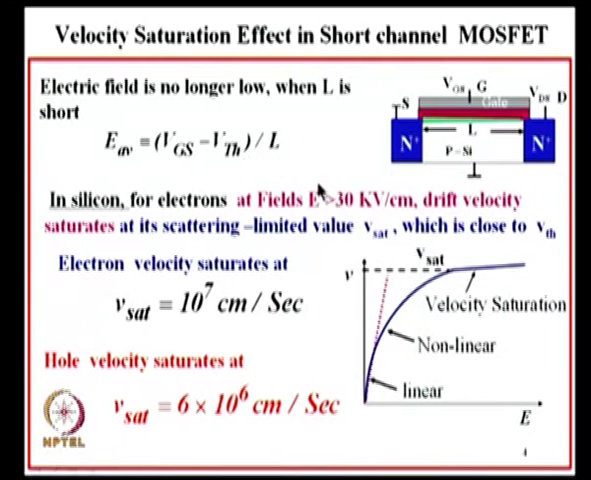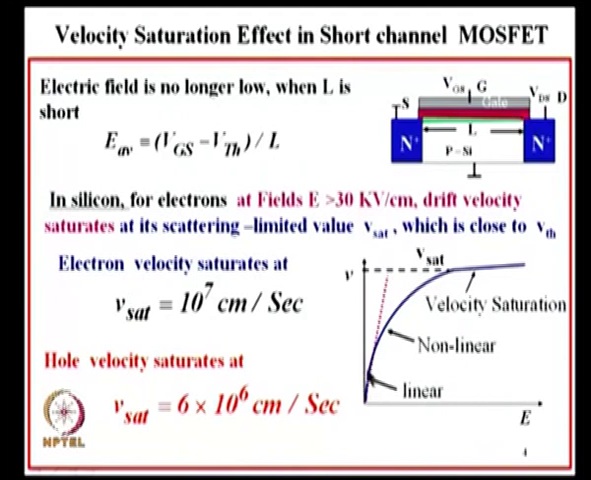So, when you go down to 0.1, 0.2 micron channel length, definitely there will be velocity saturation, and that value will be 10 to the power 7 per centimeter for electrons, and hole velocity saturates at a slightly smaller value because of its higher effective mass. Okay. Now, let us see how this will change the drain current.